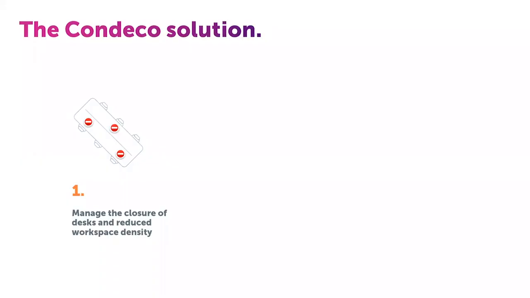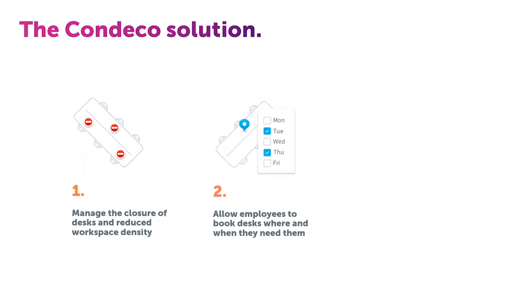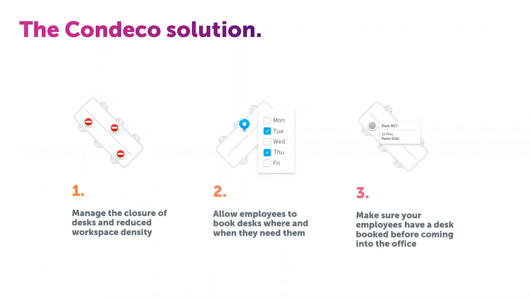When we look at social distancing measures, there are a few key points that we need to consider. First, we need to manage the closure of desks to reduce workspace density and ensure physical distancing is maintained. Second, we need to allow employees to book desks where and when they need to, but only for a limited number of days each week or month to reduce demand. And third, we need to make sure employees have a desk reserved before they come in the office with our easy-to-use app. Let's look at these features a bit more.